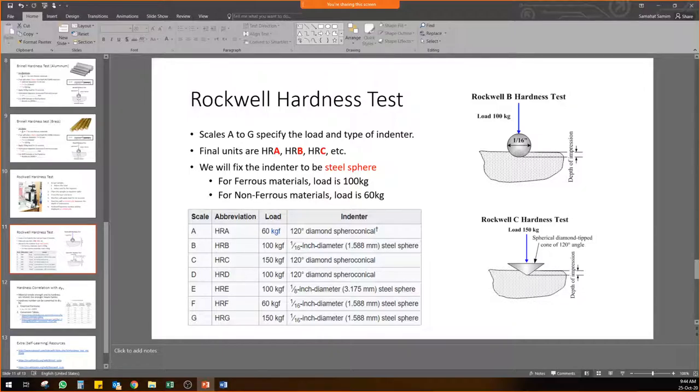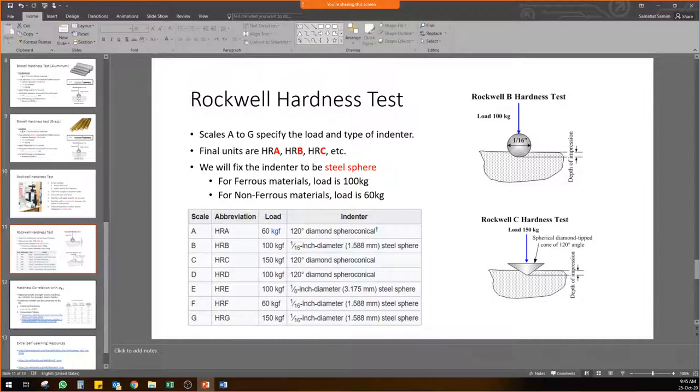If you use a conical indenter and measure the depth, it is called Rockwell C. As for how much load you are applying, you can see 60 kilogram, 100 kilogram, 150 kilogram. So the load can be 60, 100 or 150. But with each of 60, 100 or 150, you can use a diamond spherical type of indenter, a 1/16 inch diameter ball or steel sphere indenter, a 120 degree diamond spherical, or again 1/8 inch diameter. So depending on the indenter you select and the load you apply, you can choose the scale of the Rockwell hardness testing.